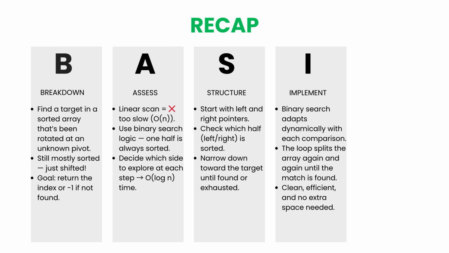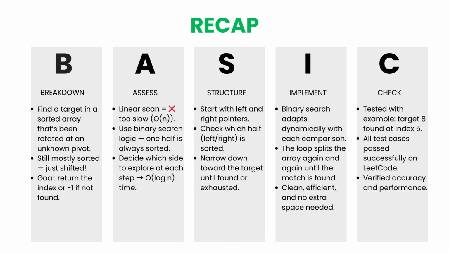Implement recap. When we ran the algorithm, the process played out like a guided binary search with added logic. At every iteration, we evaluated which half was ordered and adjusted our search boundaries accordingly. The code naturally zeroed in on the correct index, or concluded that the target wasn't present.